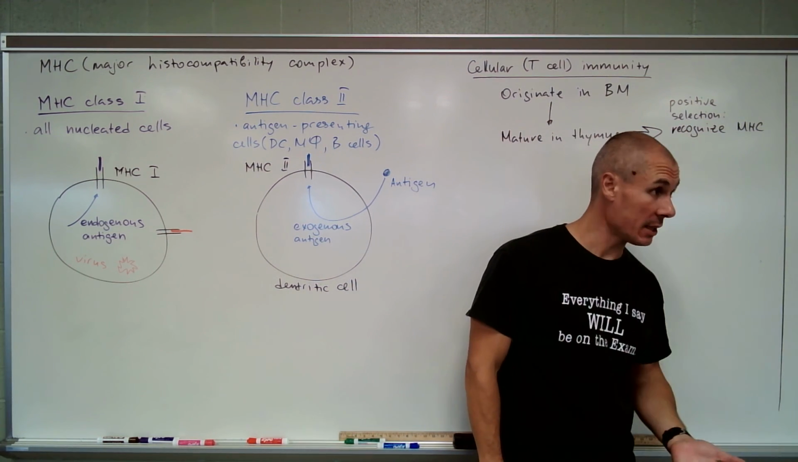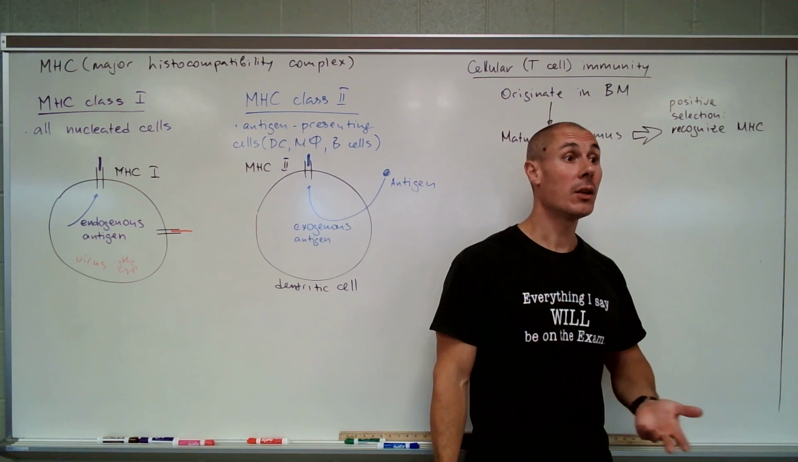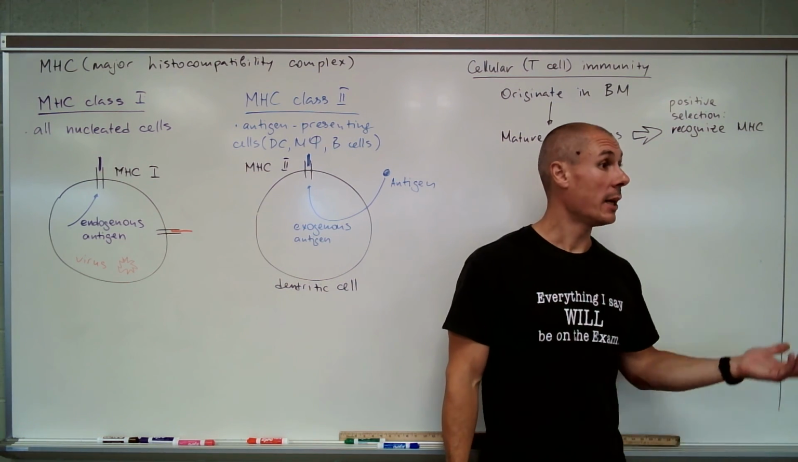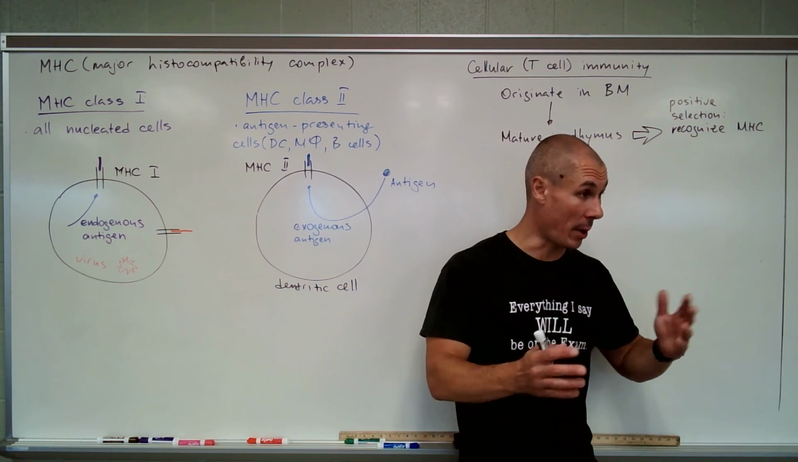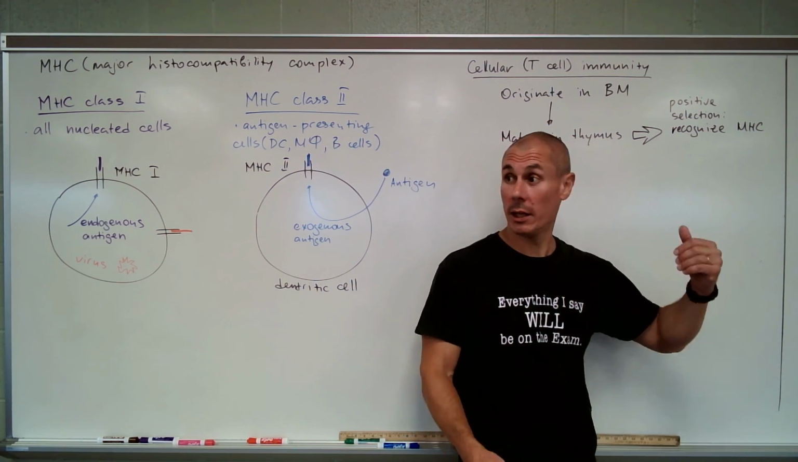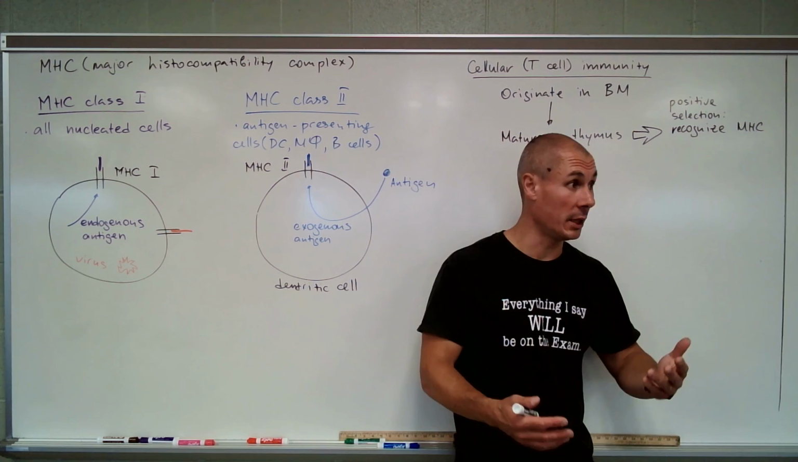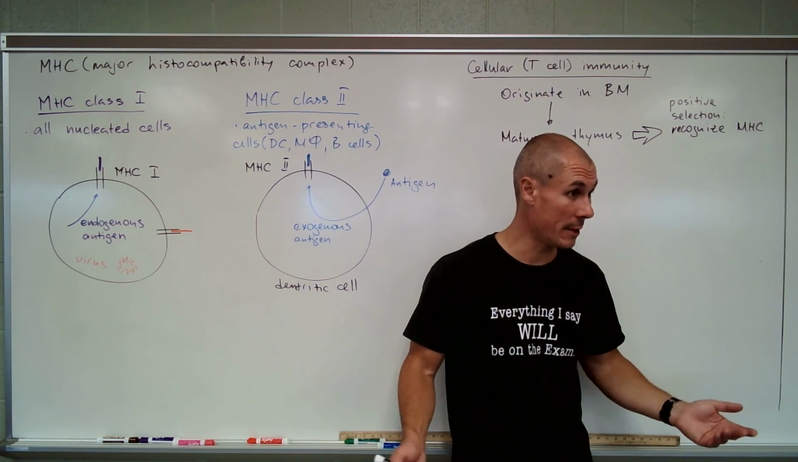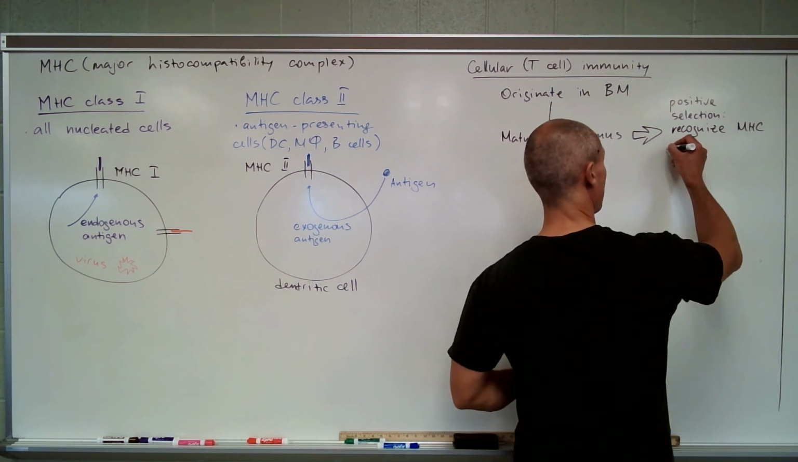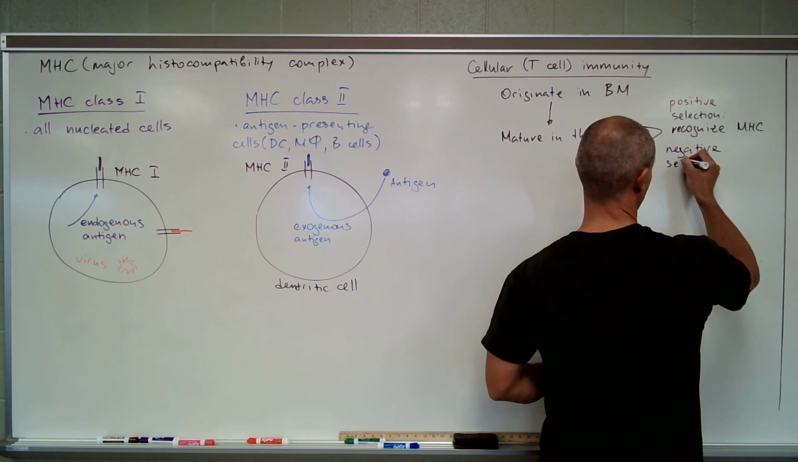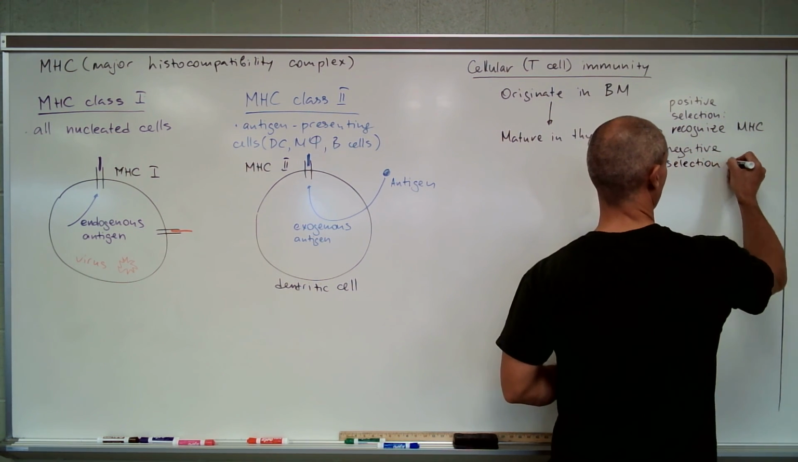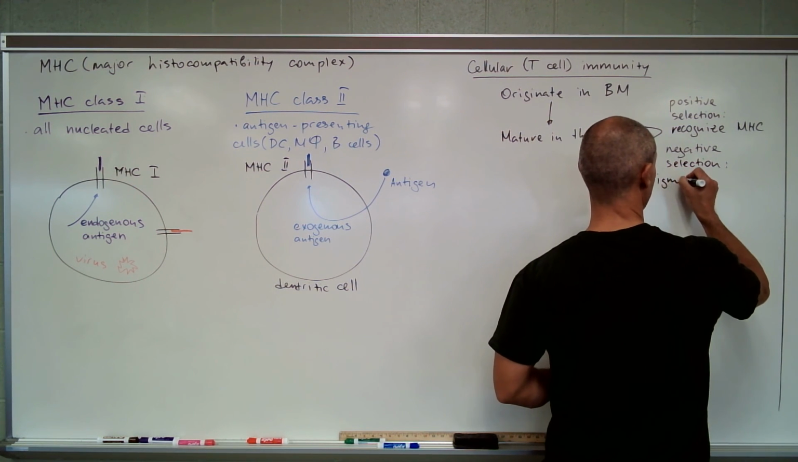Cells that cannot are useless, right? They go into apoptosis. If this mechanism fails, you have a bunch of cells that work and a bunch of cells that simply don't. Okay? Now, negative selection is basically the same as with B cells. It's ignoring self-antigens.